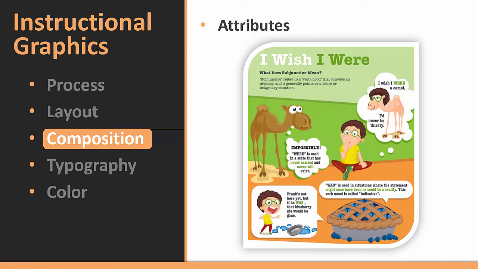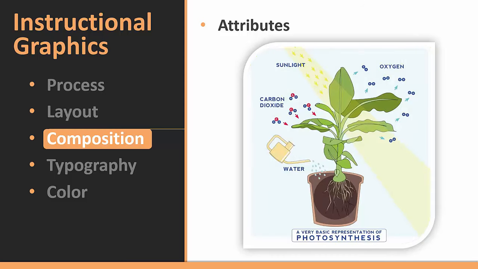Anyway, so just a very simple point here. All elements can be assigned attributes, text and shapes, and even photos can be assigned attributes as well. So here's another example. Take a look at this one. What do you see here that really stands out?